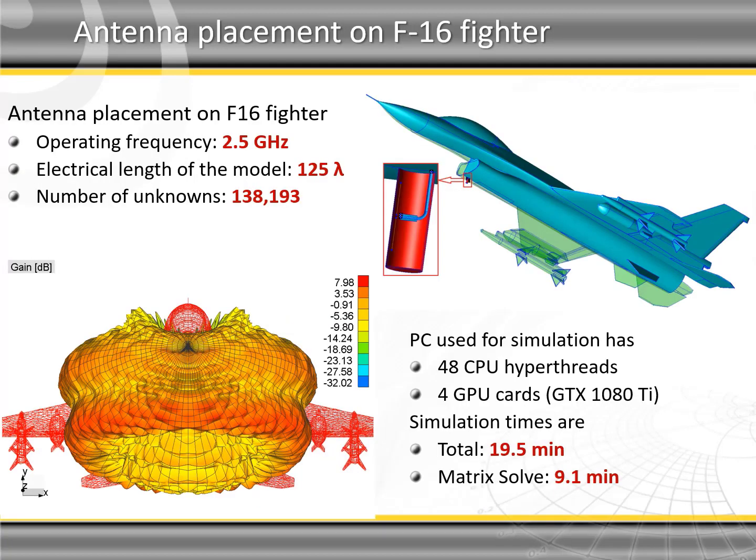Antenna placement on an F-16 fighter is analyzed at a frequency of 2.5 GHz. The electrical length of the model is around 125 wavelengths. The number of unknowns used in the simulation is around 140,000. The PC used for simulation has 48 CPU hyperthreads and 4 GPU cards. Total simulation time is 19.5 minutes. Matrix solve time is 9.1 minutes.